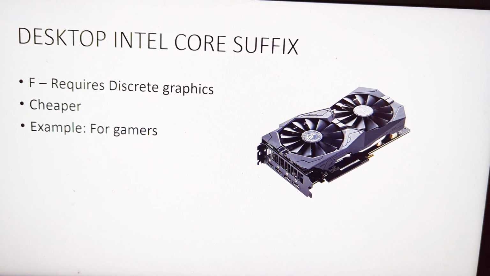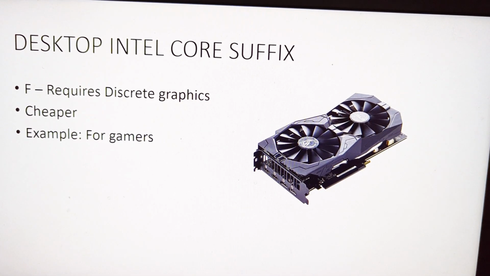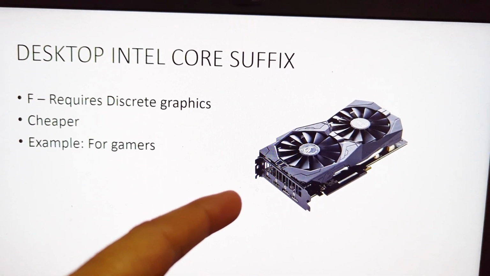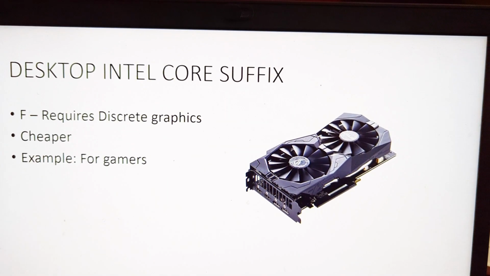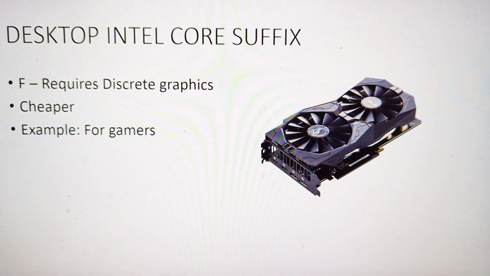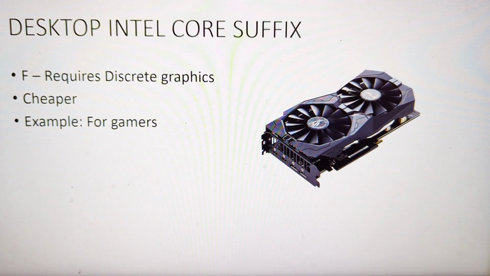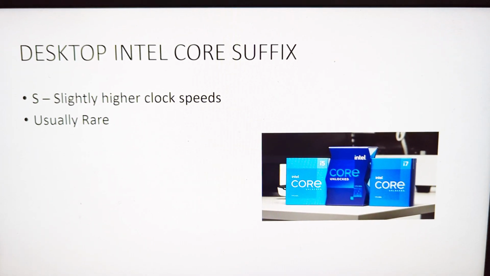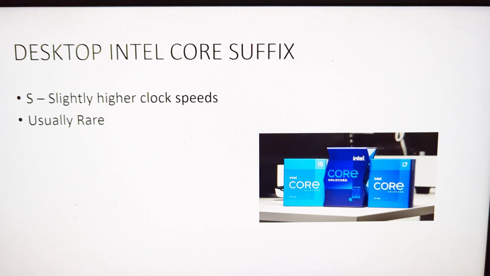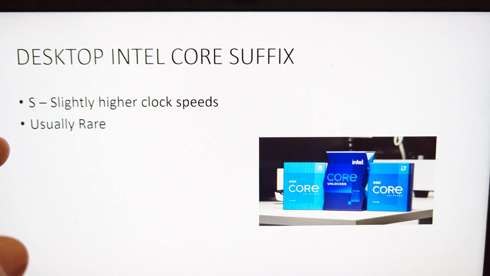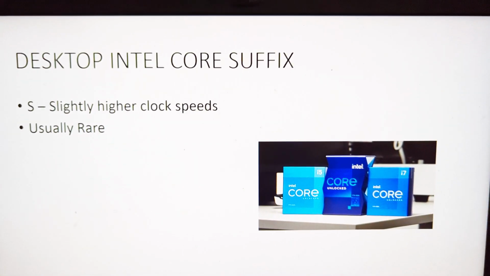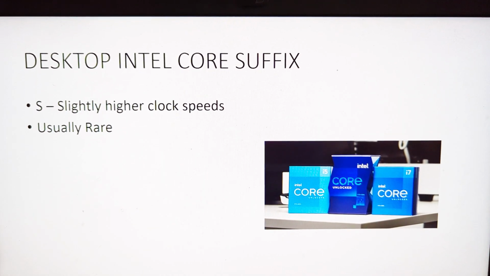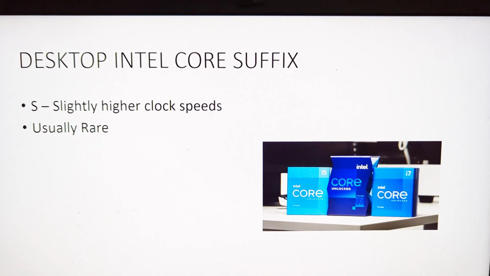This is the Intel Core F series, where you have to get a discrete graphics card, which is this. These are usually cheaper than the previous suffix, and are meant for gamers who want a graphics card, and you can also use them for productivity. This is the S series Intel Core, and usually they have slightly higher clock speeds, and they are rare, so you cannot find them in the market. Most commonly, the F series and K series are the most common, but these are the rarest.